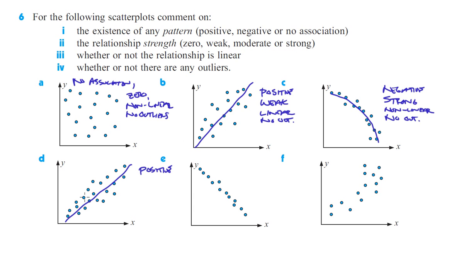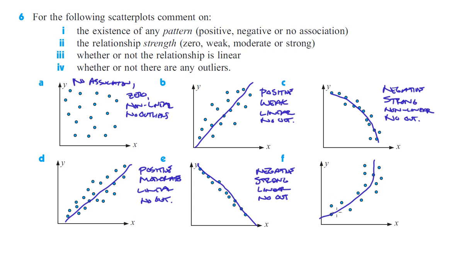These are a little bit tighter, closer together, so we're going to go with moderate. It is linear, and there are no outliers. Okay, and then we've got this one here, which is definitely a nice strong, well, it's negative first off. The dots are all really close to each other, so it's strong association. It is linear because it goes straight, and no outliers here either. In fact, it doesn't look like there are any outliers on any of these at all.